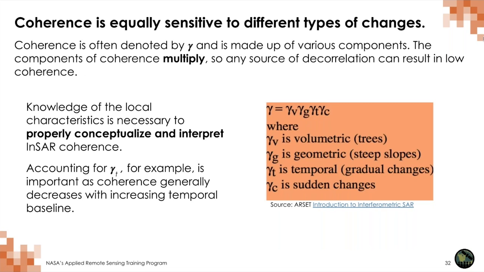An important thing to note about coherence itself is that it is equally sensitive to different types of changes. So we often denote coherence with a gamma, and it's made up of these various components. And the components of coherence multiply so that any source of decorrelation can result in low coherence. I want to make an aside and say that coherence and correlation are two terms often used interchangeably.